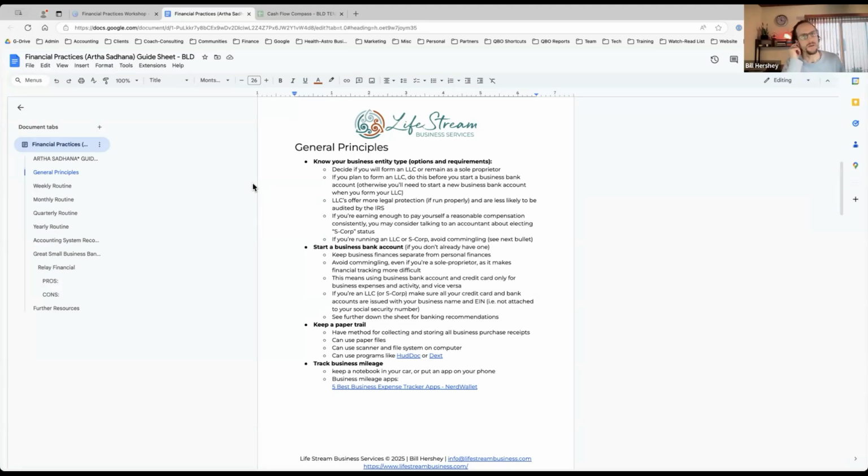One of the first things we need to know is our business entity type. It's kind of like knowing your body type or your blood type. It's funny because I don't even know my blood type, but it's really important. Once we know the nature of the vehicle that we're driving, we know what types of things we need to do. So if you're driving a diesel vehicle, it's going to be a lot different than driving a gas powered vehicle or an electric vehicle, right?